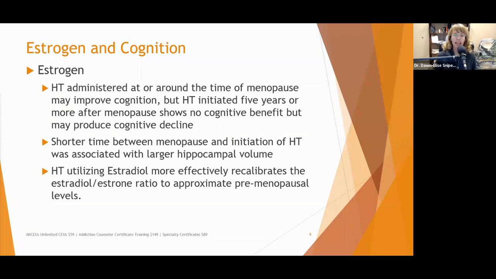Hormone therapy using estradiol more effectively recalibrates the estradiol-estrone ratio to approximate premenopausal levels. Basically, they found in a lot of these studies that single hormone estradiol replacement appears to be more effective and have fewer side effects than multiple hormones like estrogen and progestins, putting multiple things in the body at once.